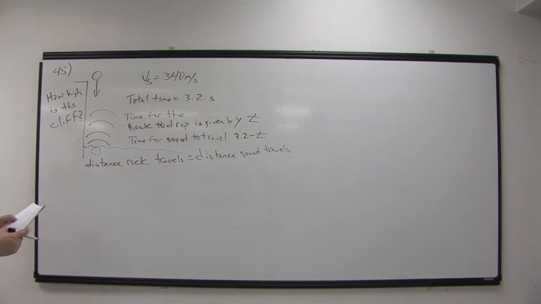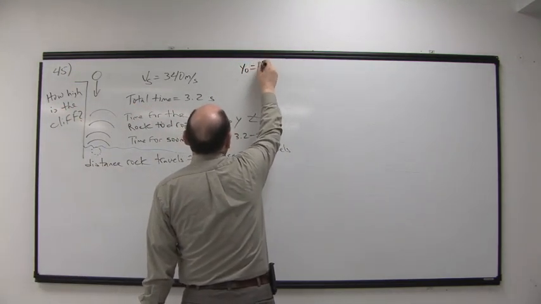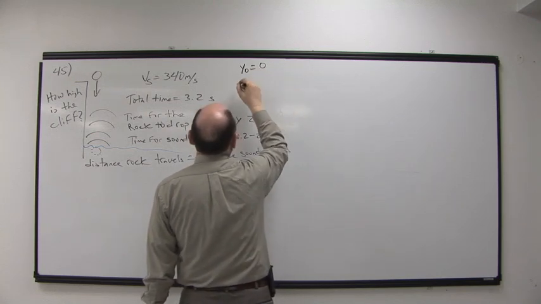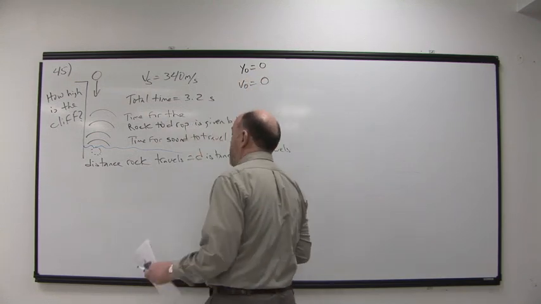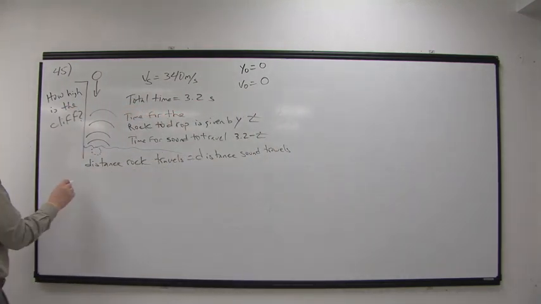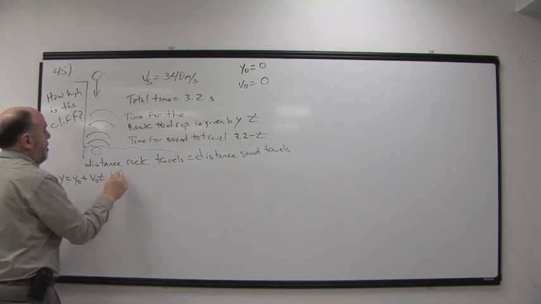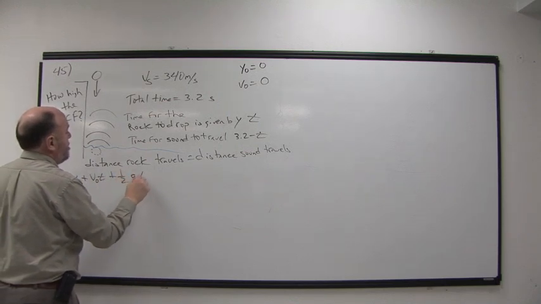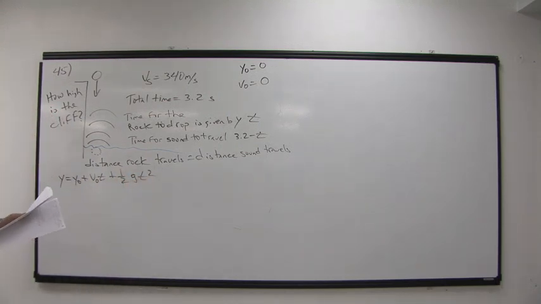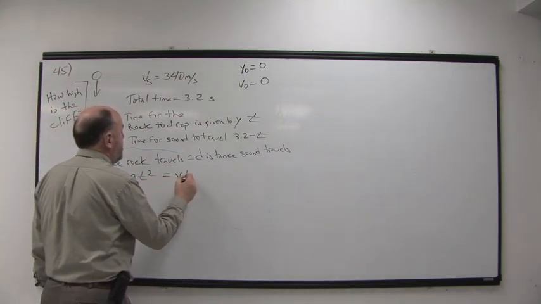So in terms of our scenario, we're going to say that the initial position of my rock is 0. We're holding it there, so the initial velocity of the rock is 0. And so we have, from the equation we've seen before, that y equals y naught plus v naught t plus 1/2 g t squared. And the distance the sound travels will actually be a very basic equation. It's just going to be velocity times time.